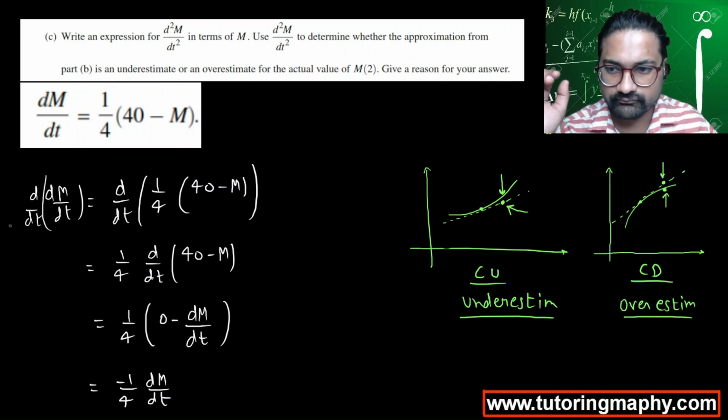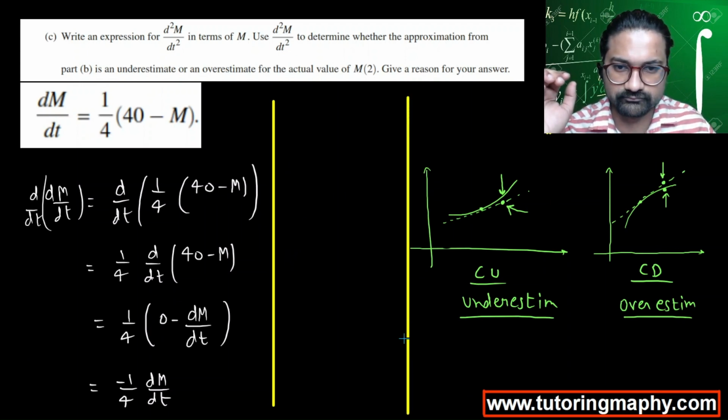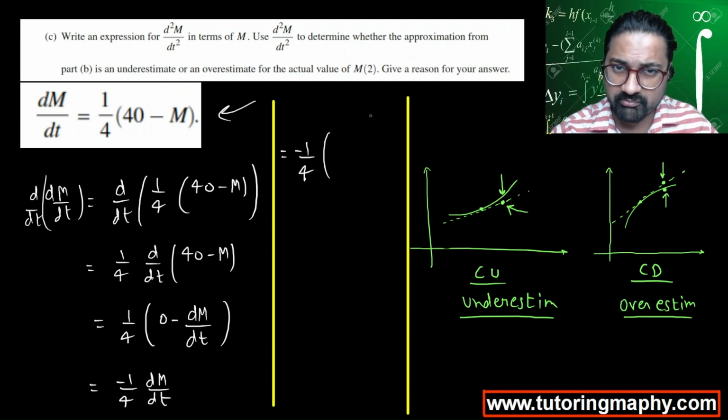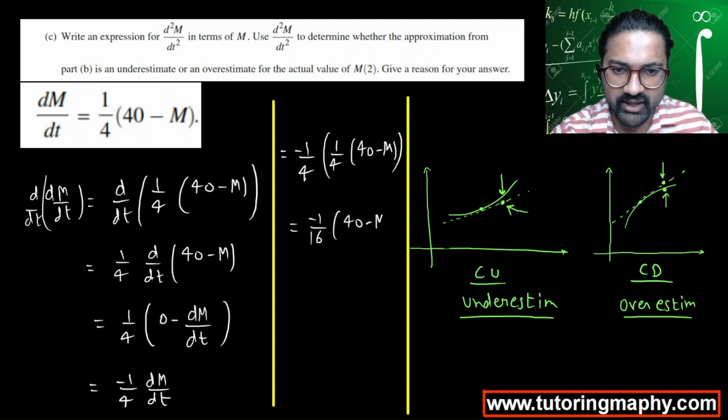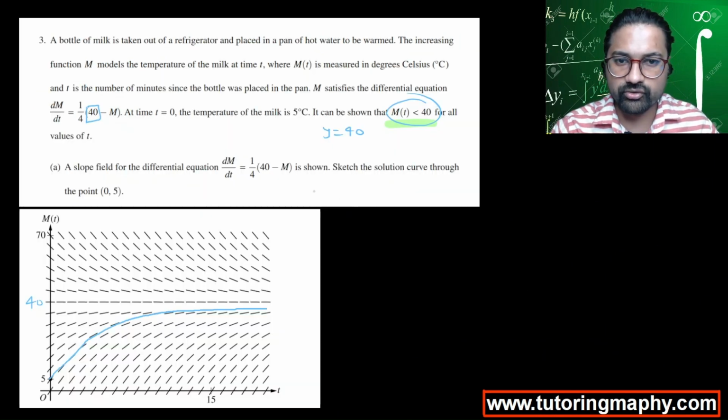That's what we have. Running a little short on space, let me separate my work over here. I hope I can do it in this much space. Okay. And what is dm over dt, by the way? That is already given in the question, right here. This is dm over dt, so I'm going to plug that back in over here. So it's going to look like 1/4 of 40 minus m, and 1/4 times 1/4 is 1/16, along with a negative sign outside. So that's going to look like negative 1 over 16 times 40 minus m. Remember, it was already given in the question.